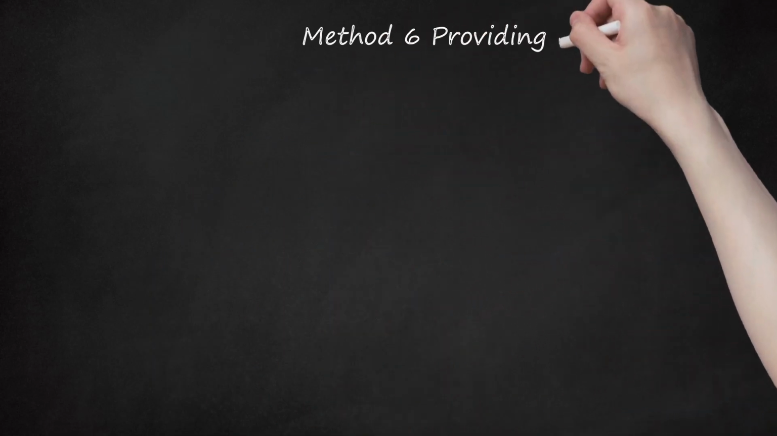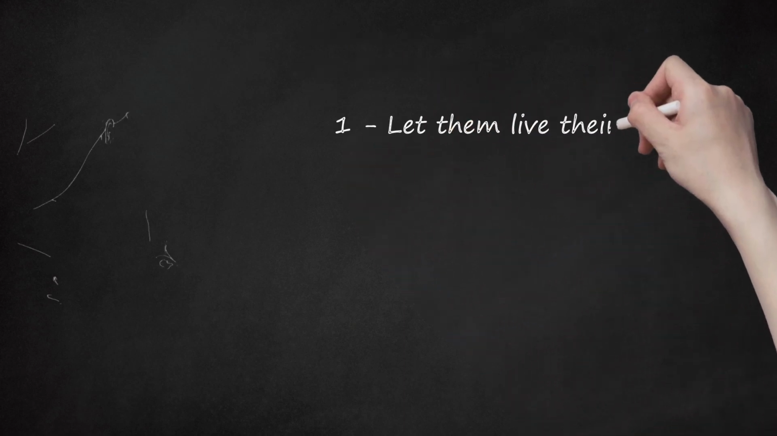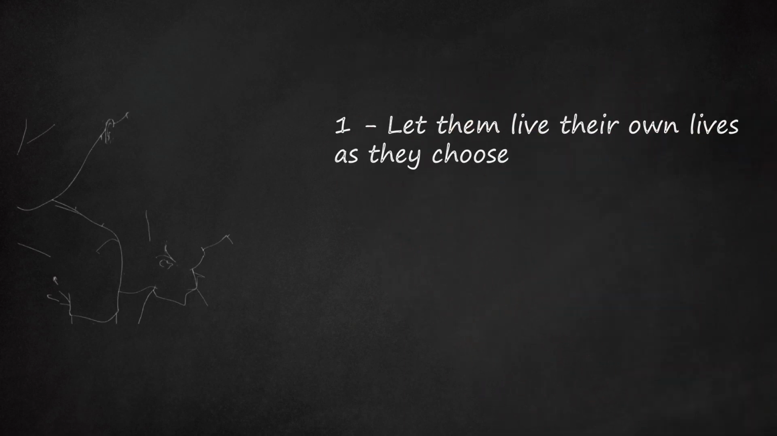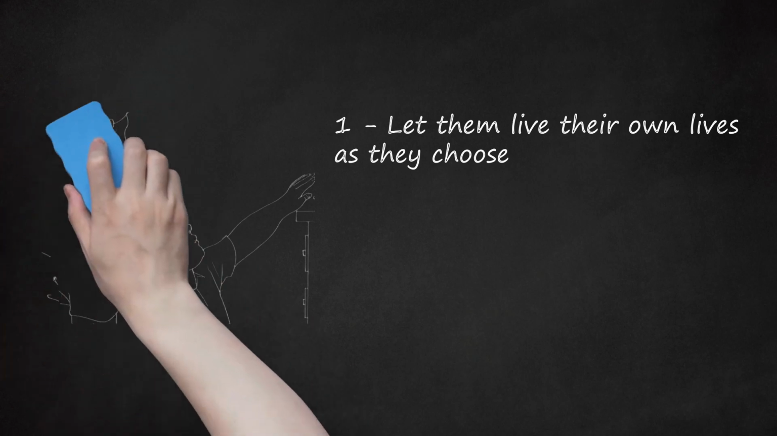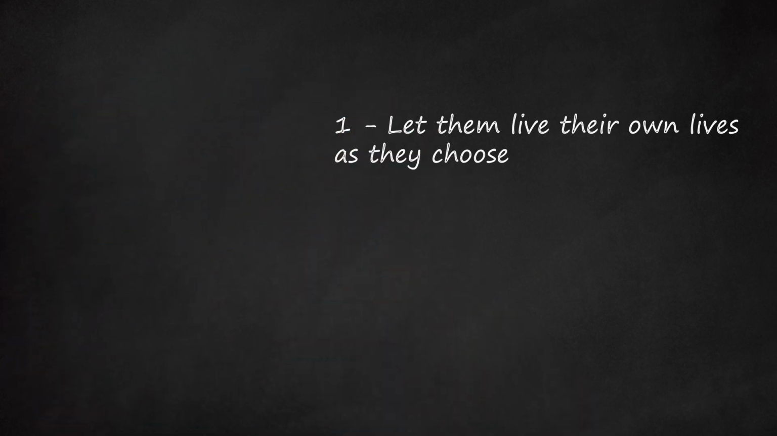Method 6: Providing choice in the classroom. 1. Let them live their own lives as they choose. Maybe they'd rather read chapter books than play with their peers. This is their choice to make. Real social skills. Teach them how to interact, but do not force interaction. Respecting their autonomy and choices will make them feel valued as human beings.